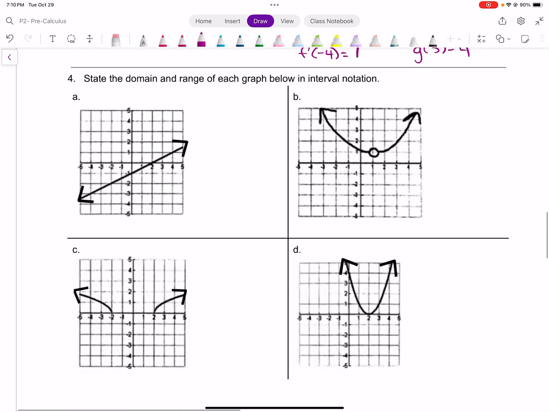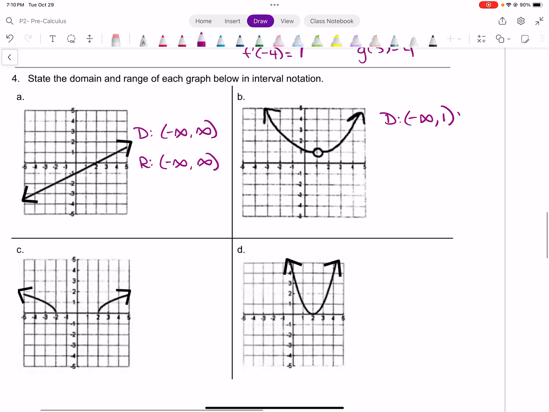Question 4 is asking you to do the domain and range for all of them in interval notation. So for A, your domain and range, we have arrows pointing in both directions, no gaps anywhere. So it's -infinity to +infinity for all of them. For B, my domain is -infinity to 1, and then again from 1 to +infinity.